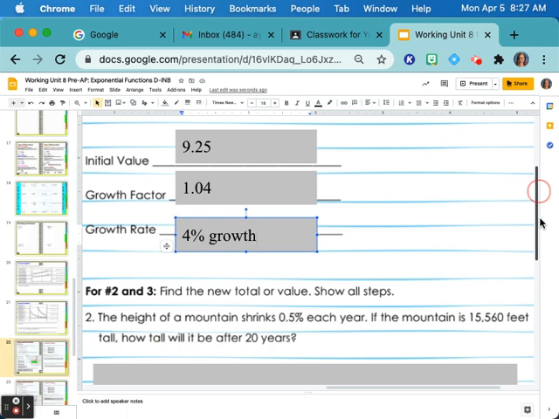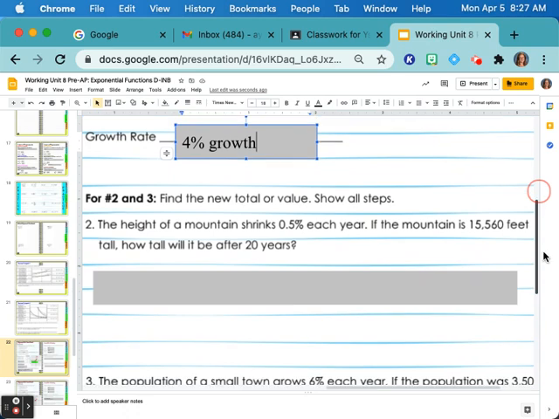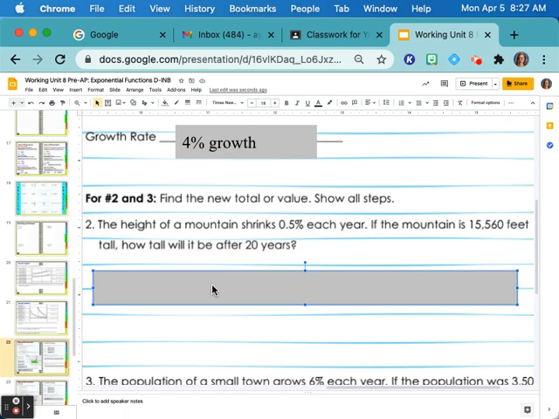For 2 and 3, find the new total or value. Show all steps. The height of a mountain shrinks 0.5% each year. If the mountain is 15,560 feet tall, how tall will it be after 20 years? So let's write our function. F of x equals, what do we put first? The start, so 15,560.